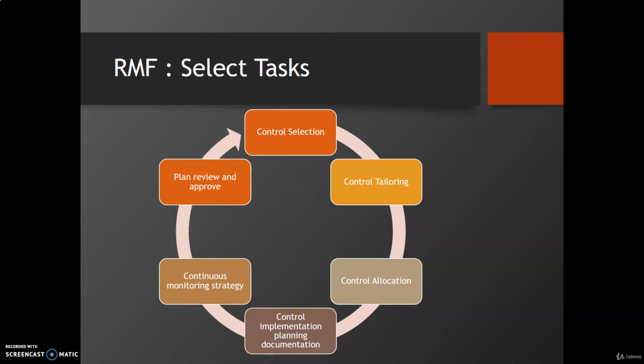Based on the results from the review, the authorizing official or designated representative may recommend changes to the security and privacy plan if the plans are unacceptable, and the system owner and common control provider make appropriate changes to the plan. If the plans are acceptable, the authorizing official or designated representative approves the plan. So this is what we have as the six steps for our select step.